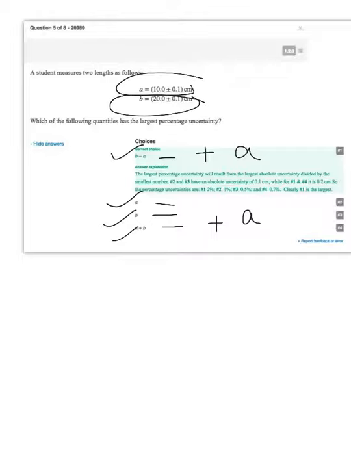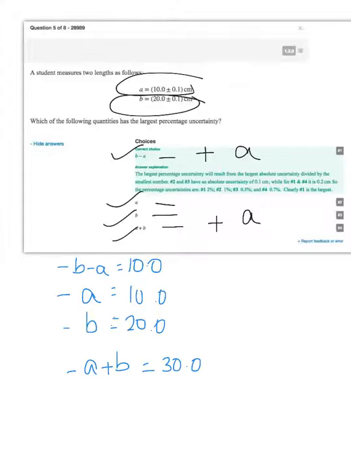The next thing we're going to do is work out the actual values. So forget the uncertainties. Okay, so here are our actual answers. B minus A gives you 10, A is 10, B is 20, and A plus B is 30. Alright, so just look back and check that that makes sense to you.